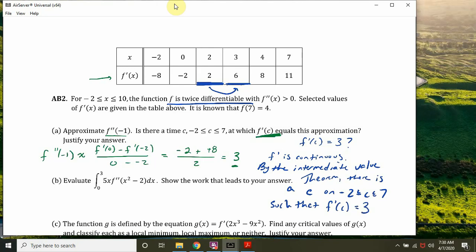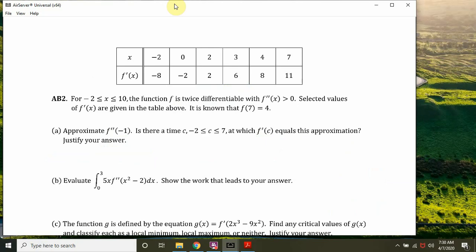Okay, so that was application of the intermediate value theorem. All right, so give that a little thought. Hopefully the first part not too bad, and shoot me some questions if you have them. All right, I'm going to clean this up, and then we're going to take a look at part B.